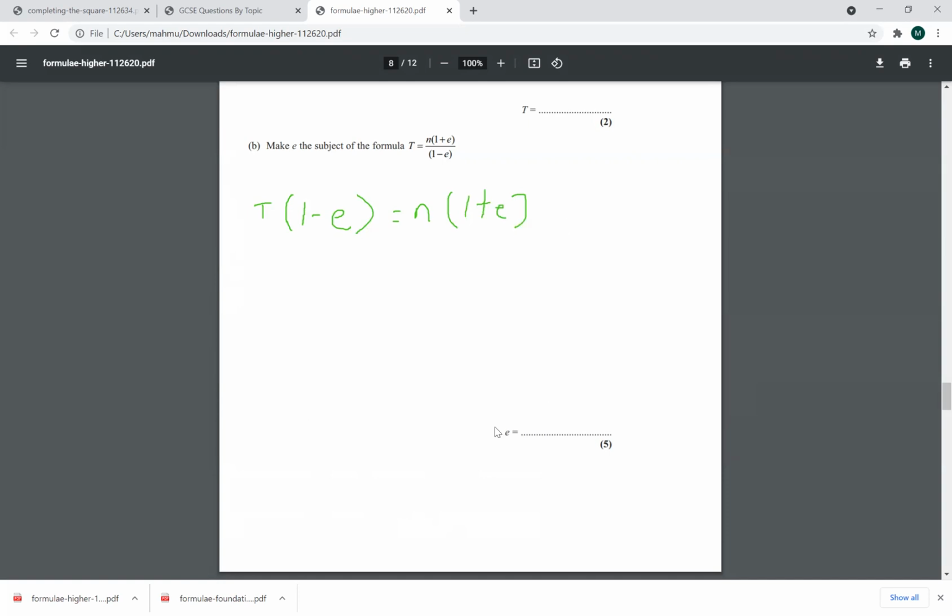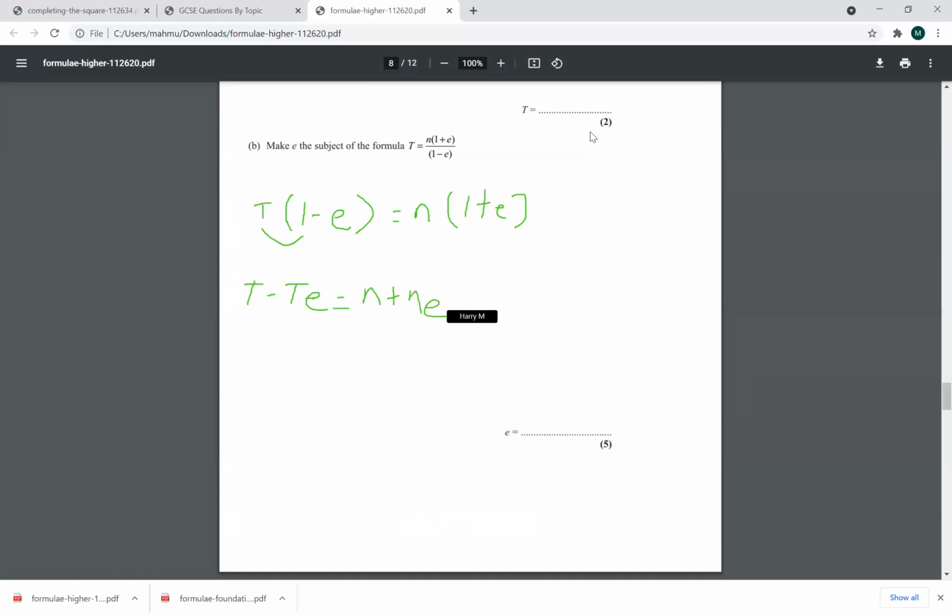Now, how are you going to do this? The next thing I'll do is just expand the bracket on both sides. Make life easy. Expand the bracket on both sides. If you find it difficult, how do you do t times 1? It's just 1t. Just t. It's like 1 times t, it's just t. So you just write it as t. And then t times e is te, equals n.